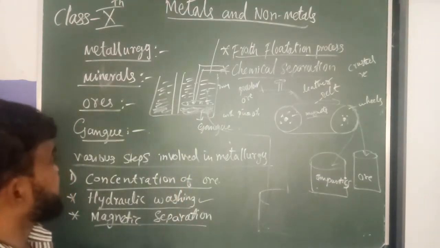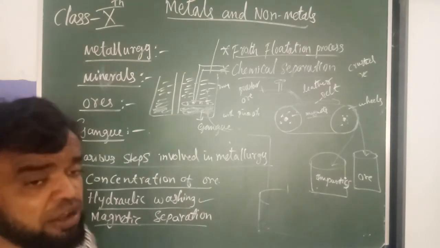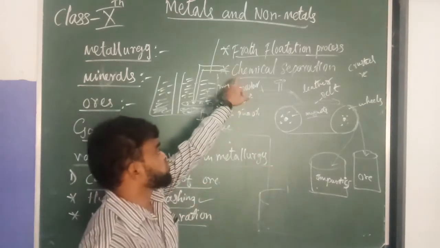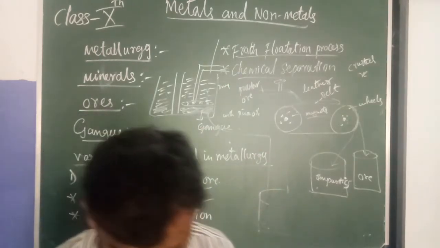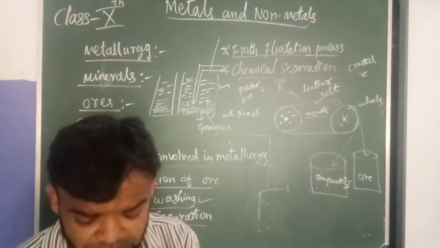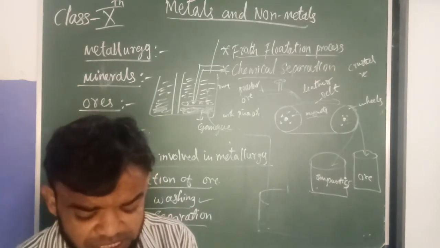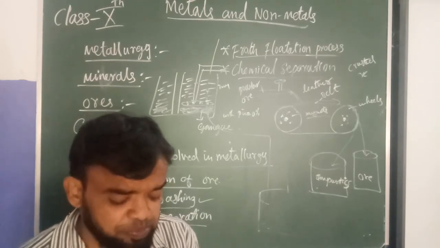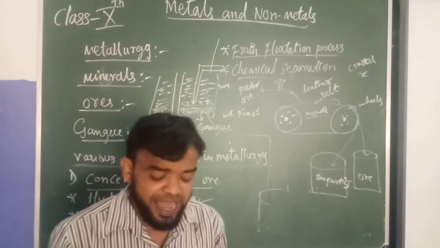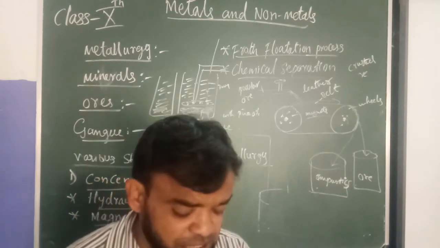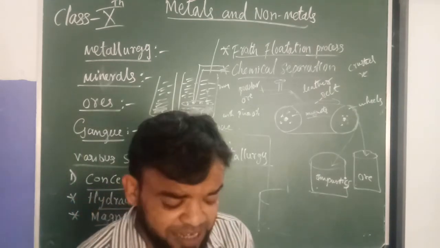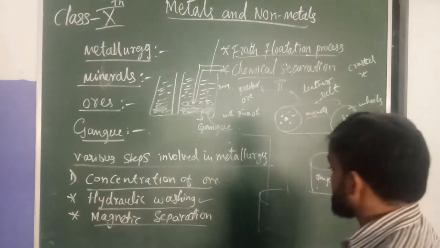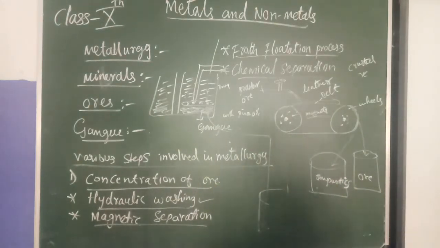That is for the next method, chemical separation, or we can call it Bayer's process. Listen. Chemical separation is the method in which some chemical substance is added to the powdered ore containing impurities. As a result, that chemical substance will react only with the ore but not with the impurities. I will take an example.